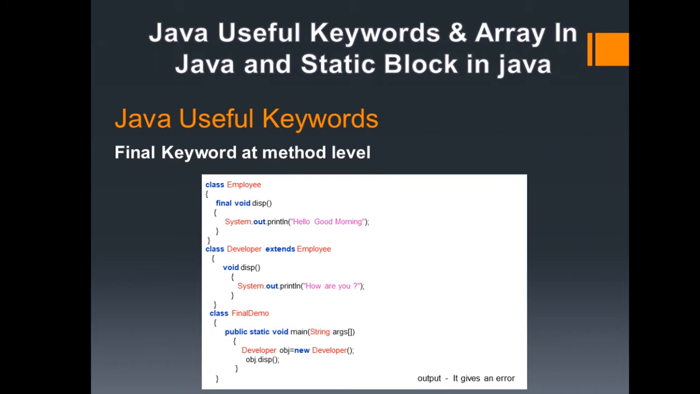This is the example. Here we have an Employee class, which has a final void display method, and after that we print the value hello good morning. Another class is class Developer extends Employee with void display. Here again we print the value how are you, and then the class FinalDemo with public static void main String args. After that we create the object of Developer, but in this method it shows an error because a final method cannot be overridden, so it restricts method overriding. That's why it shows an error.